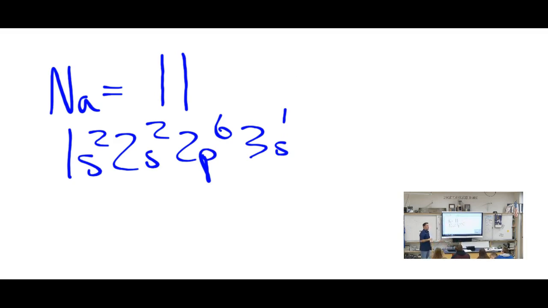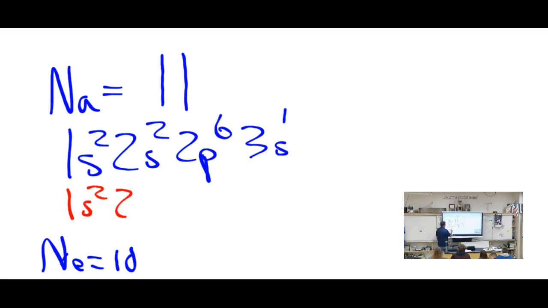Now, the closest noble gas to Na is where? Can you tell me? Neon. What's neon's atomic number? 10. Thank you, whoever said that. So Ne is 10. So that means, actually, let me write this. I'm going to put it right here. Ne equals 10. And I'm going to write its configuration in red. 1s2, 2s2, 2p6. And that's it, right?